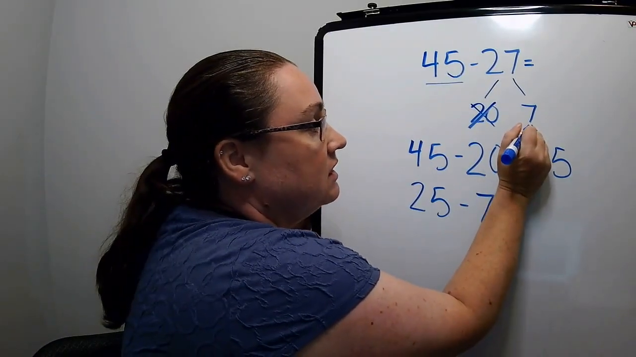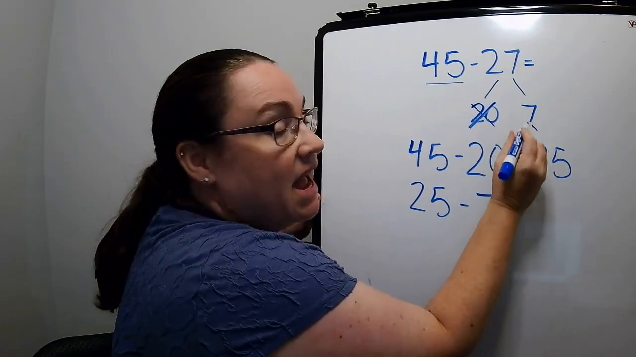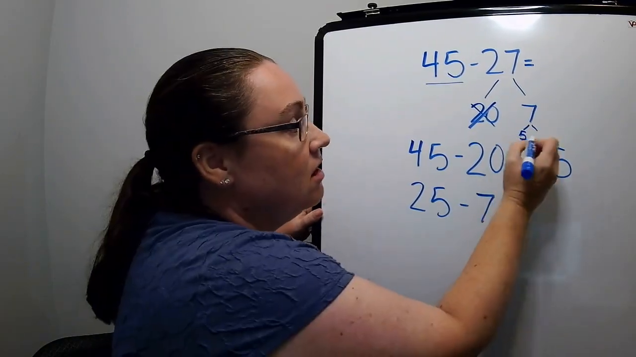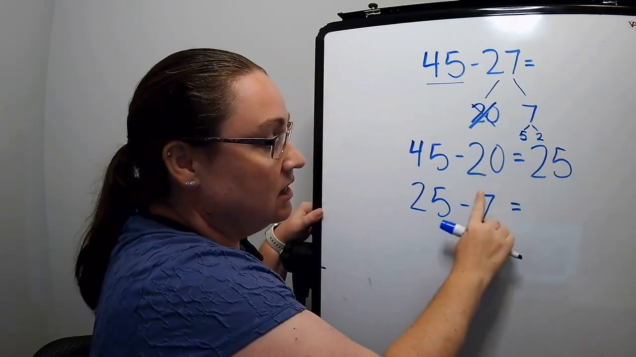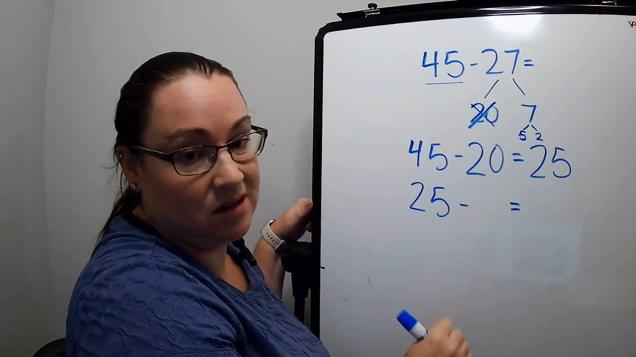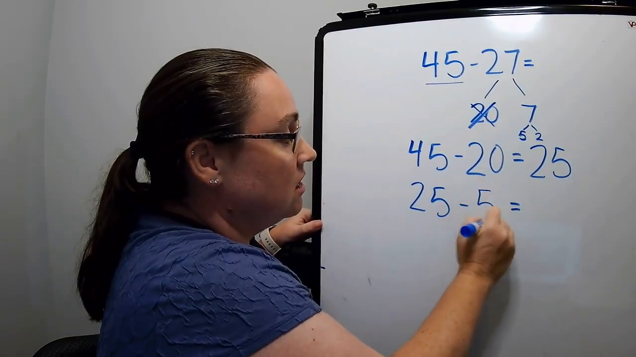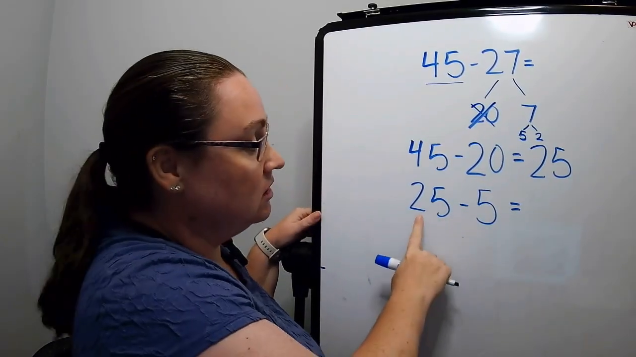So let's break apart the 7 into 5. And how many more to make 7? 5 plus 2 is 7. So instead of subtracting this 7 here, I'm going to break it apart into different parts. I'm going to subtract in different parts.